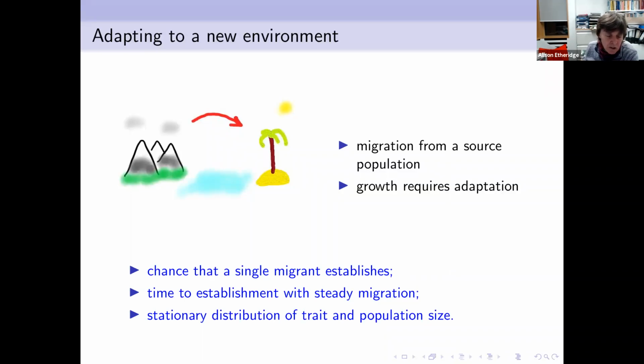And the sort of questions one might ask are, well, what's the chance that a single migrant can actually establish a population? What's the time to establishment if I have a steady number of migrants arriving? How long before I actually get a well-adapted population, a population that really is adapted to living under these new conditions? And if there's a stationary distribution of trait values on my desert island and a stationary distribution for the population size, what does it look like? Okay. Now, I'm not quite going to answer any of these questions, but I'm going to give you some indications as to interesting things that do happen in this situation. But first, let's modify our infinitesimal model to make it work in this setting.